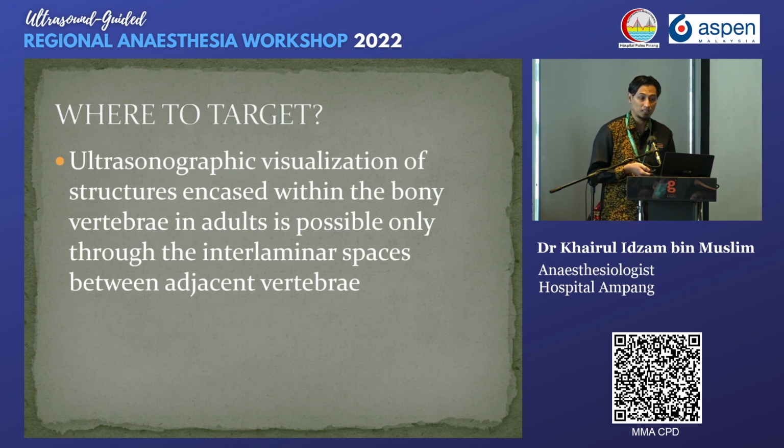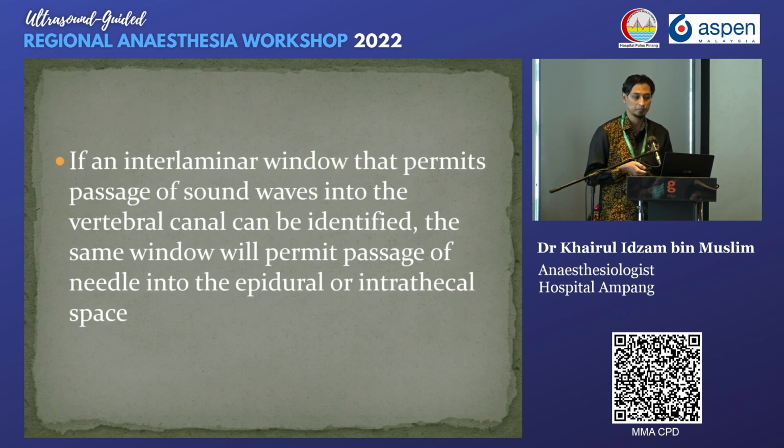Where to target? Ultrasonographic visualization of structures encased within the bony vertebra in adults is possible only through the interlaminar spaces between adjacent vertebra. If an interlaminar window that permits passage of sound waves into the vertebral canal can be identified, the same window will permit passage of a needle into the epidural or intrathecal space.